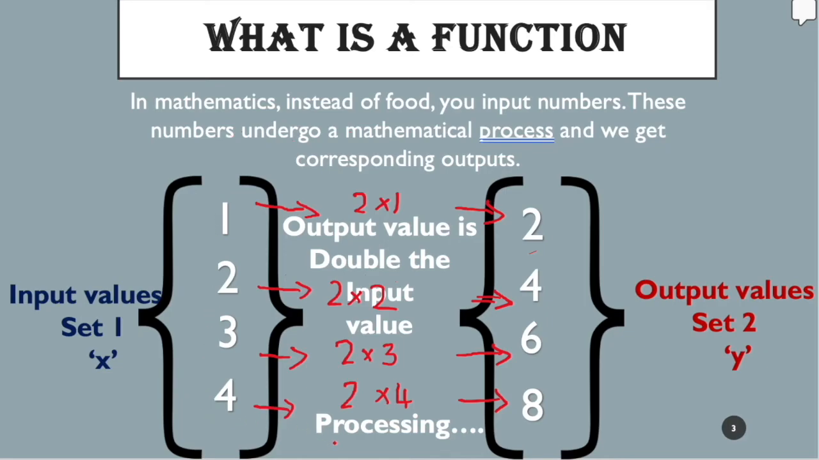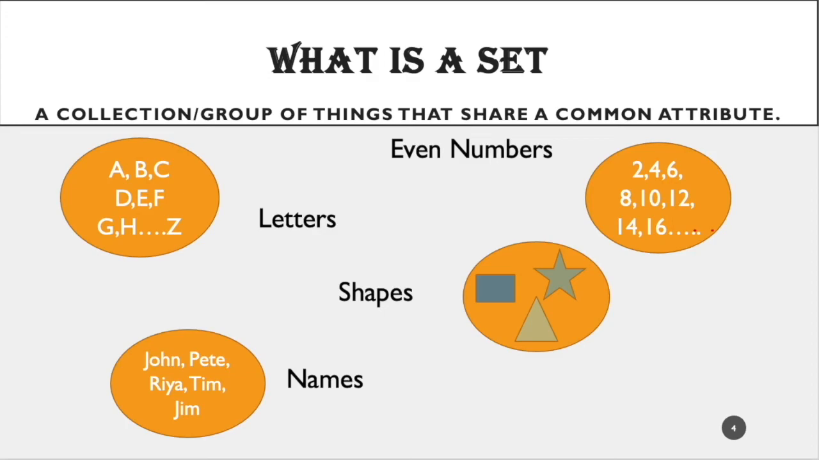So what is our rule? Our rule is that the output value, which is y, is equal to 2 times the input value. That is 2 times, we put a dot, x. Or we can simply say 2x. Before we go further ahead about functions, let's understand a few terms that are commonly used in algebra.